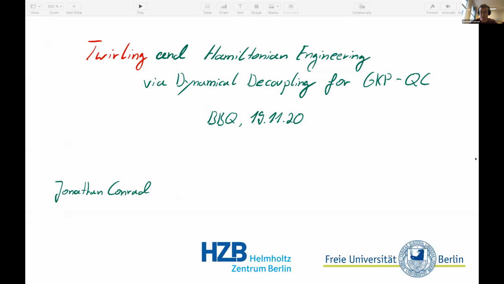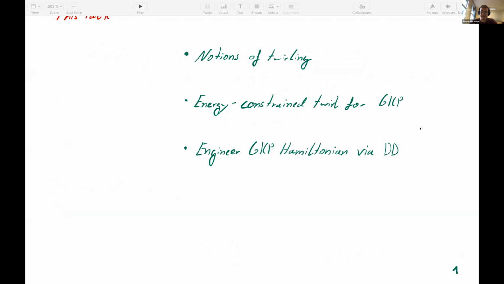Right. So this is going to be a rather technical talk where I outline the key technical steps in my construction. For that, I'll discuss some different notions of twirling and how they relate to each other. I'll introduce an energy-constrained twirl for GKP, which I believe to be fairly powerful. And finally, I will show how we can use these techniques to engineer a GKP stabilizer Hamiltonian via something that is known as dynamical decoupling.